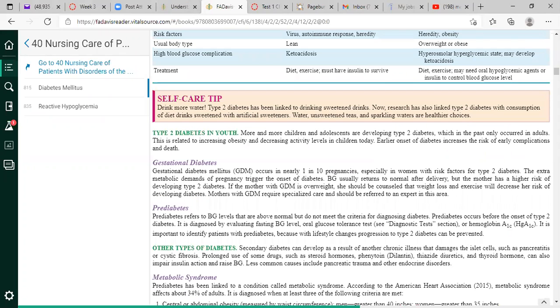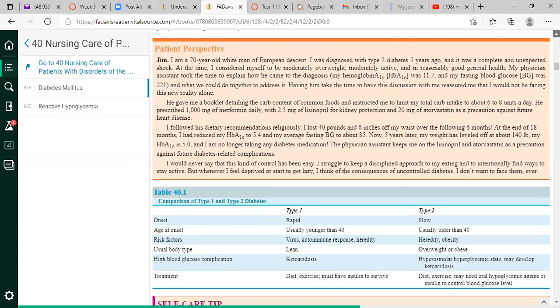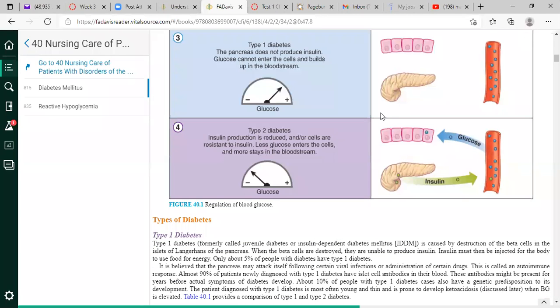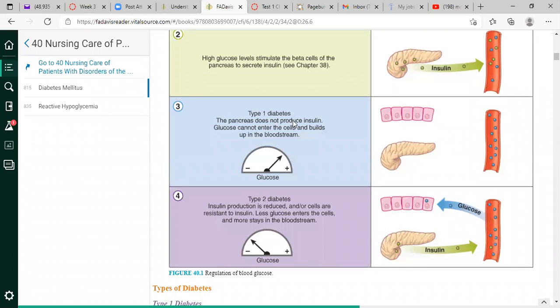It also gives you some pertinent information, some differences between type 1 and type 2 diabetes. It's telling you that with type 1 diabetes, the pancreas does not produce insulin. That's part of the reason why they consider type 1 diabetes insulin dependent diabetes, because the individual will always have to utilize insulin in order to lower their blood sugar. So an individual who has type 1 diabetes will need insulin for life.